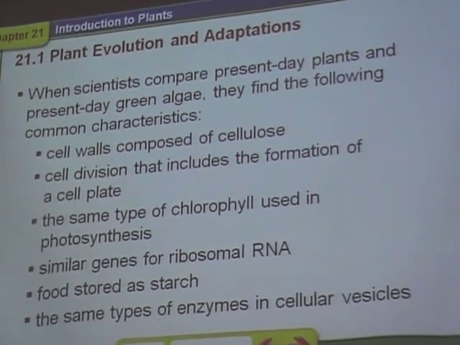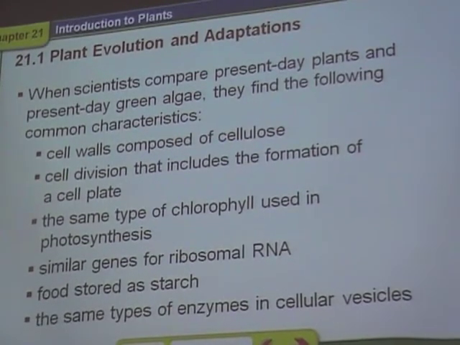So there's a lot of similarities between green algae and plants. So we think plants came from green algae. Green algae that somehow evolved to be able to live on the land. After God did it.